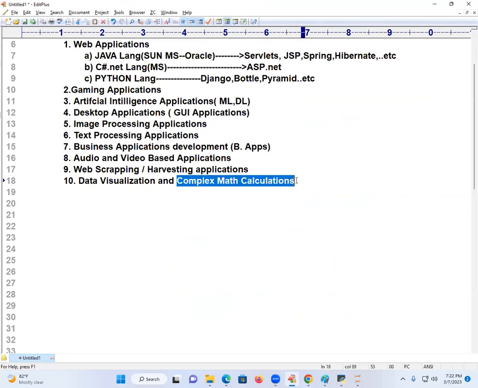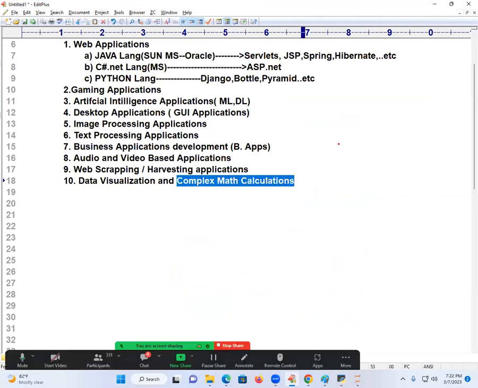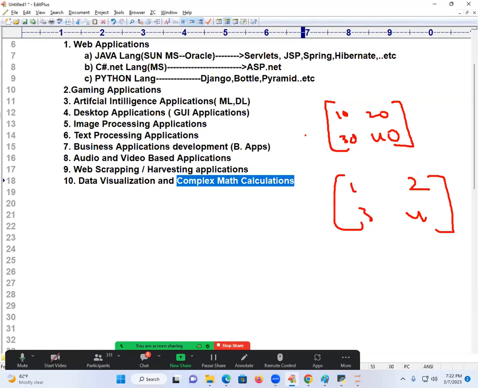And complex mathematical calculations. Take a simple example. This is called what? 10, 20, 30, 40. This is called what? 1, 2, 3, 4. What is this called? A is equal to... B is equal to... What is that? Matrix. We learned it in 8th class, 9th class. What is the real-time purpose of a matrix? Nobody knows.